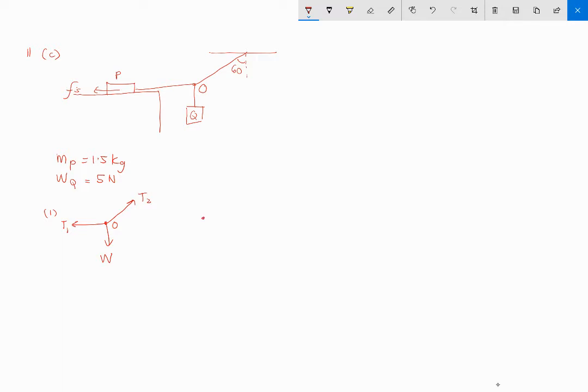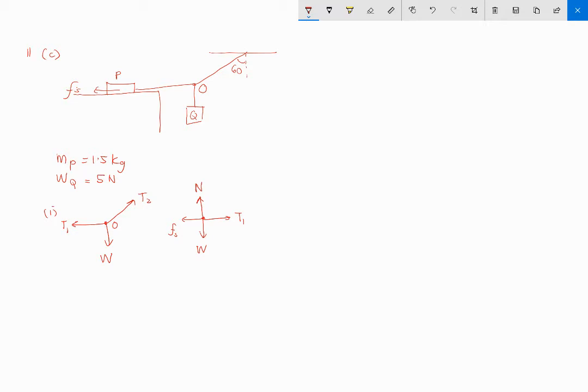Okay, next free body diagram untuk block P. So you akan ada Fs, kemudian dekat sini T1. So kita label sebab T1 ke study yang sama. Then you ada W macam biasa and normal ke atas. Okay, alright. So ini free body diagram untuk question number 1.